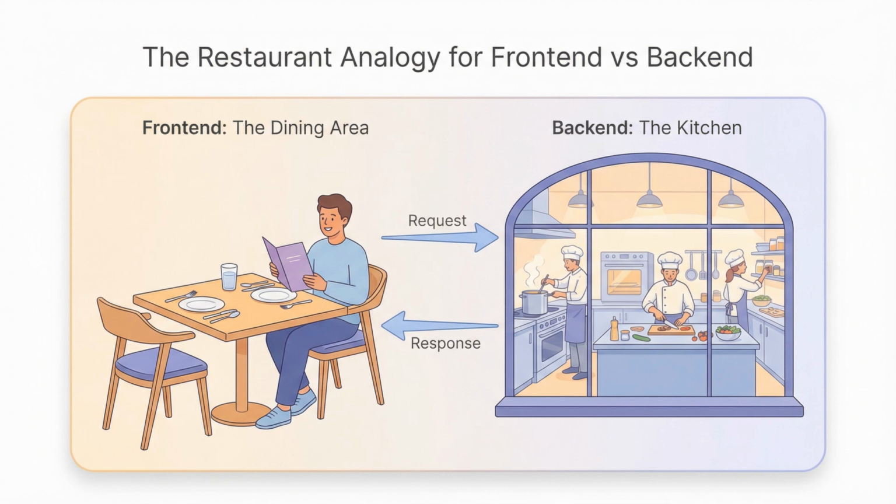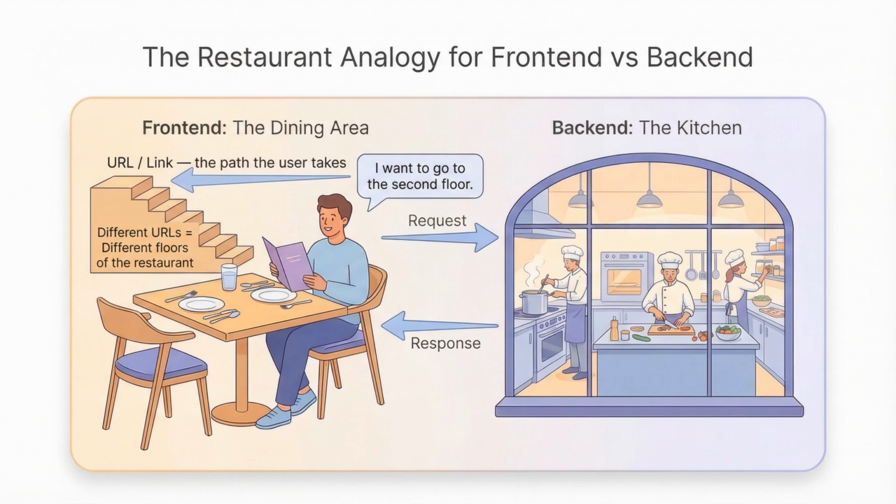That's the back end. Now, how does the customer get to a specific part of the restaurant? Through a path, a staircase. In web terms, that path is the URL or link. Just like a restaurant might have a ground floor, a second floor, and a third floor, each accessible by different staircases, a website has different pages, each accessible by different URLs.